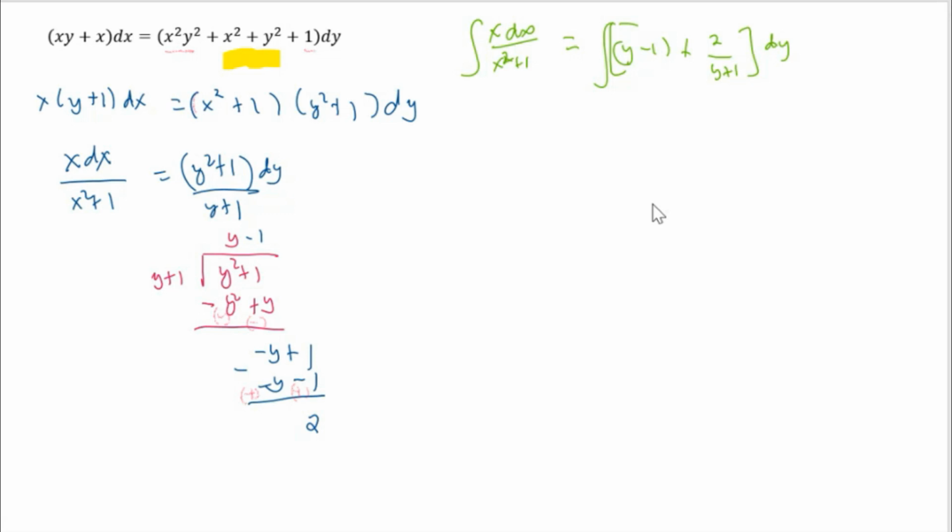Next, I'm going to expand or separate the two terms on the right hand side. So rewriting again, we have the integral of x dx over x squared plus 1 is equal to the integral of y minus 1 of dy plus the integral of 2 over y plus 1 of dy.